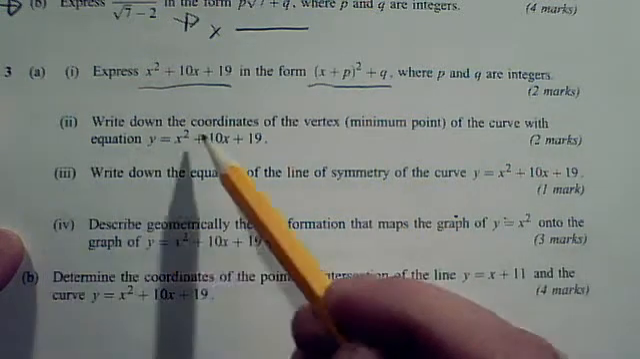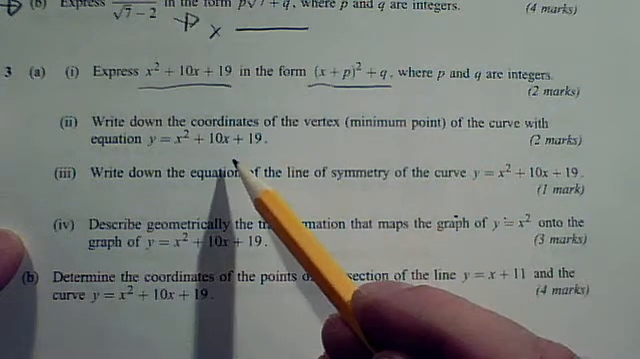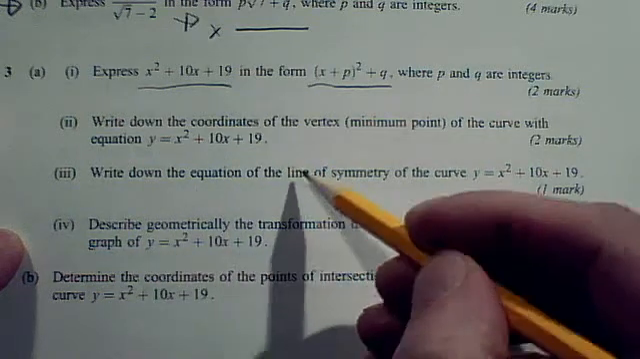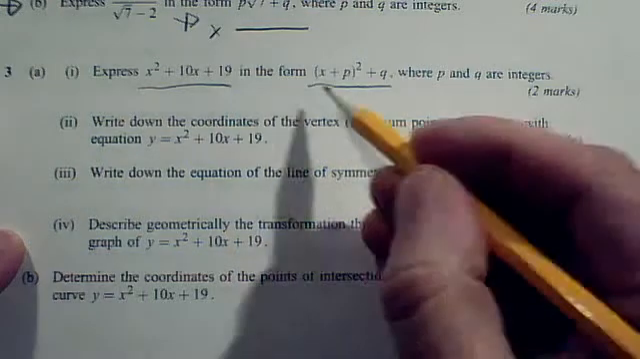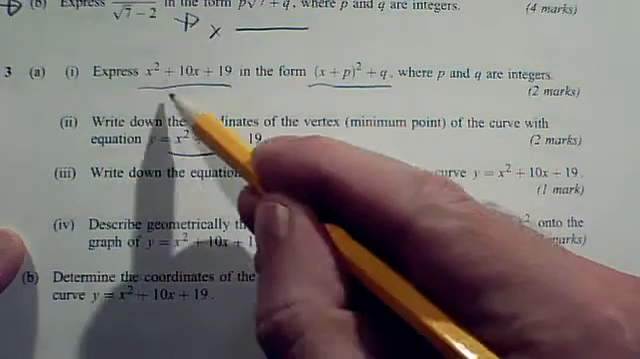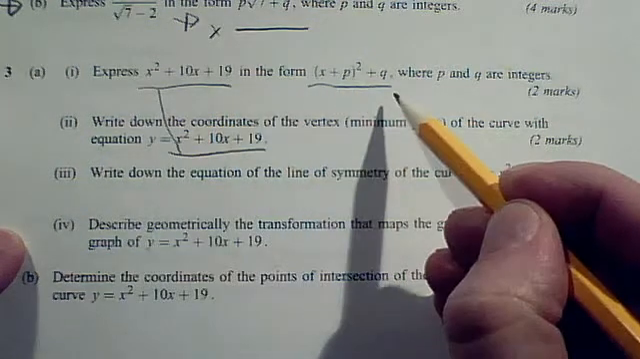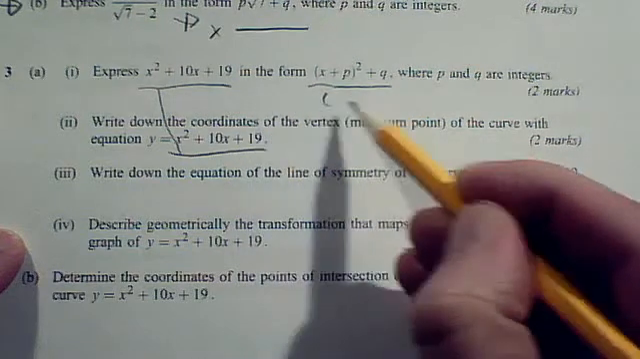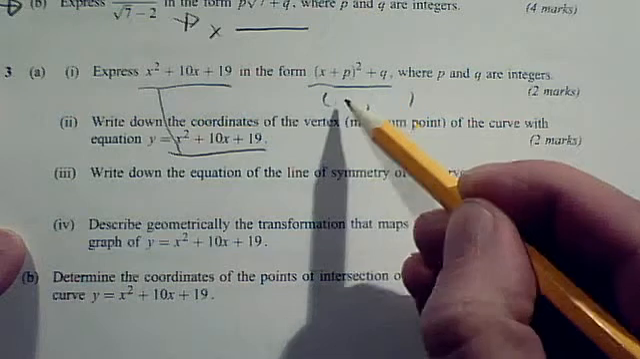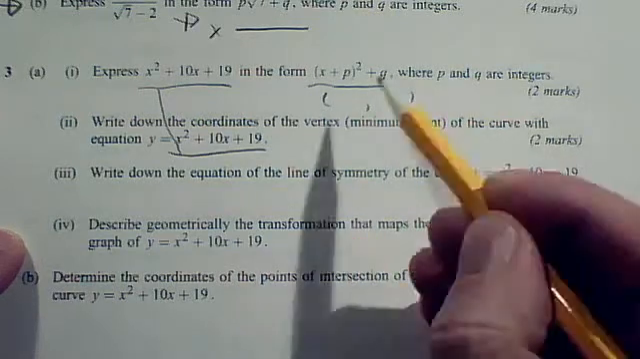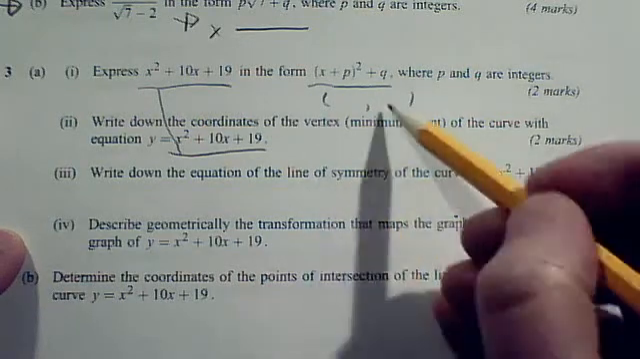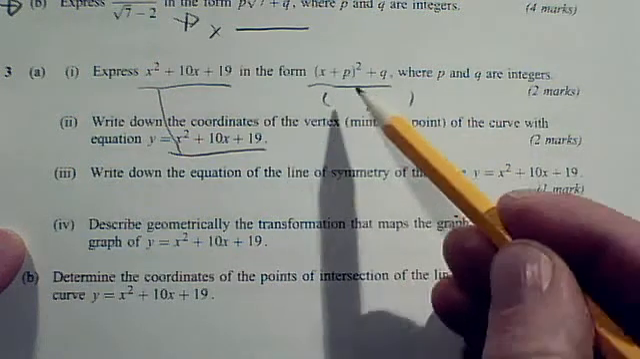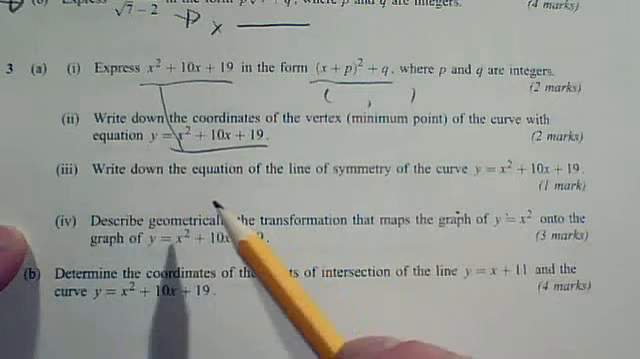Part 2 says write down the coordinates of the vertex of this point. Now it doesn't say hence, but you should always be looking for links between parts of questions. You need to remember that if you've got something in completed square form, then the coordinates of the vertex are directly related to the P and the Q values. They're not identical, a little change is needed, but write down the coordinates of the vertex based on the P and Q you found above.